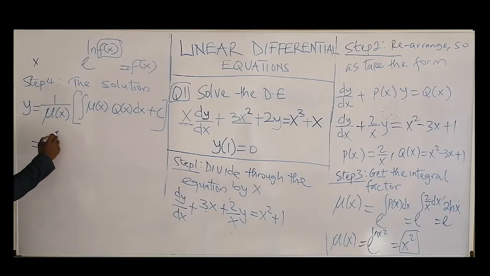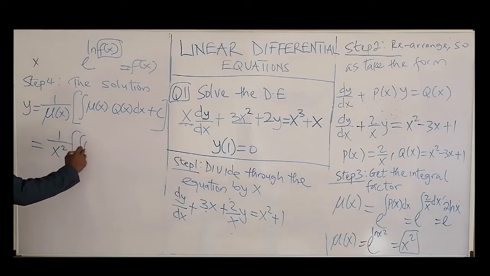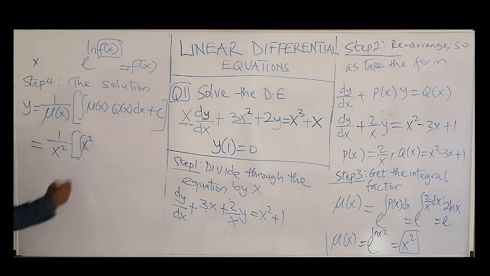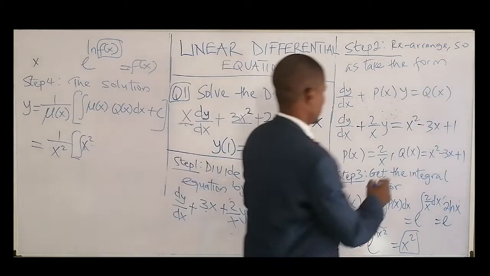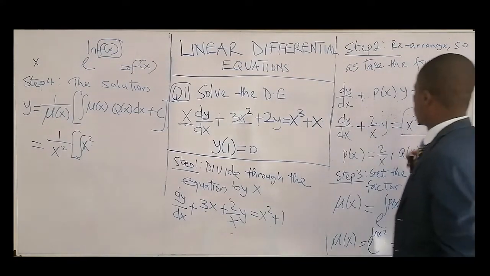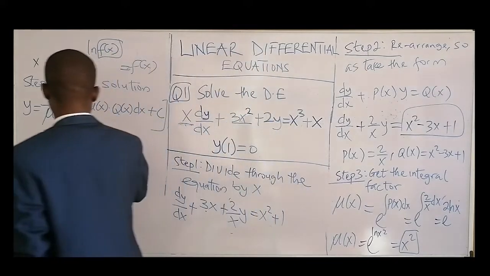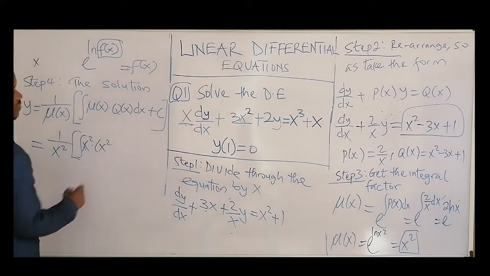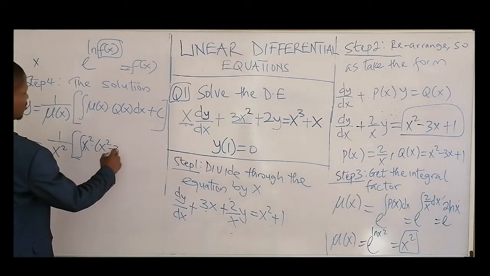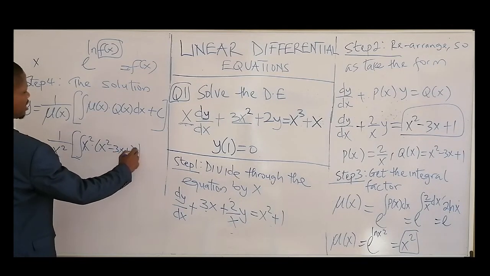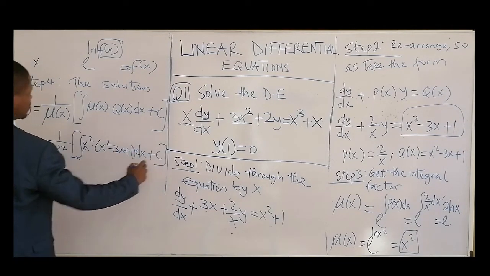Let's do the substitution. So 1 over, my integrating factor is x squared. Open your bracket, integral of x squared times my q of x. My q of x is this one, which is x squared minus 3x plus 1, dx, and plus c.